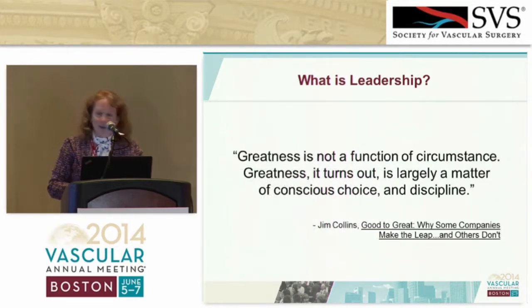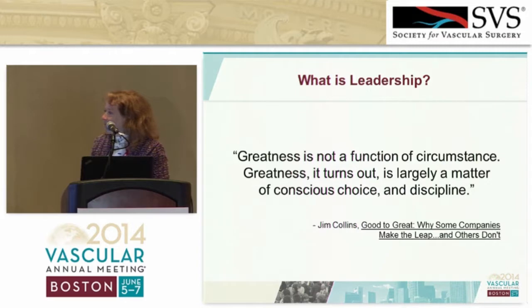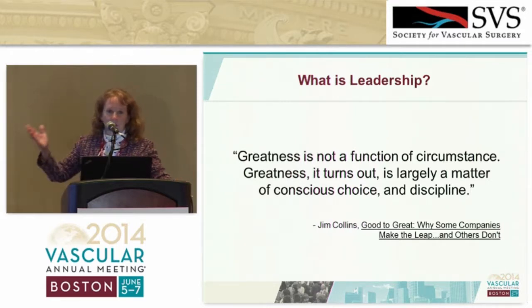So I always end with a quote, and this is my quote today from Jim Collins. And if you haven't read his books, they're fabulous. I read Good to Great as I went to UCLA. I read Why Some Companies Make the Leap when I went to Hopkins, and now I'm reading his latest book as I go to Davis. He's a fabulous author. He's the one about the bus, get everybody on the bus, that you need to have, and get everybody off the bus.